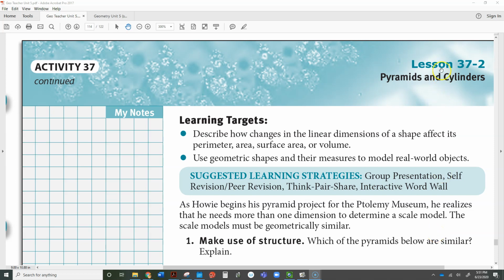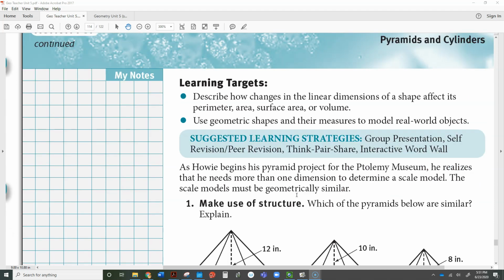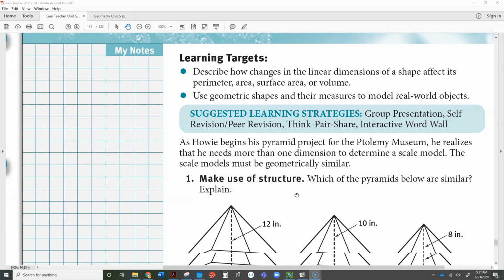This video is on lesson 37-2, pyramids and cylinders. We are continuing to look at the dimensions. As you change the dimensions of the shapes, how does that affect the perimeter, the area, surface area, and volume? In the last section, we looked at only cubes and only spheres, because those only have one measurement. This, however, has more than one measurement, but you're going to find that the relationship is the exact same.